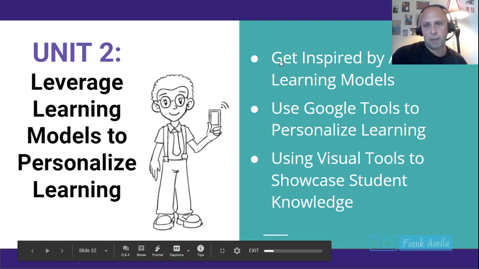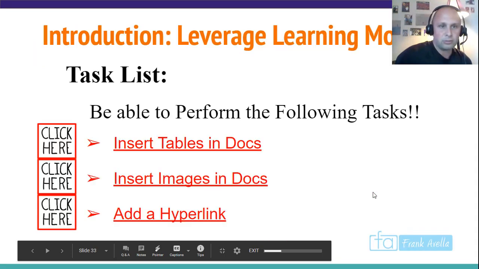The first one is getting inspired by alternate learning models. This section is just going to introduce you to the different models. The next section is to use Google tools to personalize learning. This is going to be more task based. And the last one is using visual tools to showcase student knowledge. Again, this is level 2, so now it's not about what we can do. It's about showing what the students can do. So let's go here.